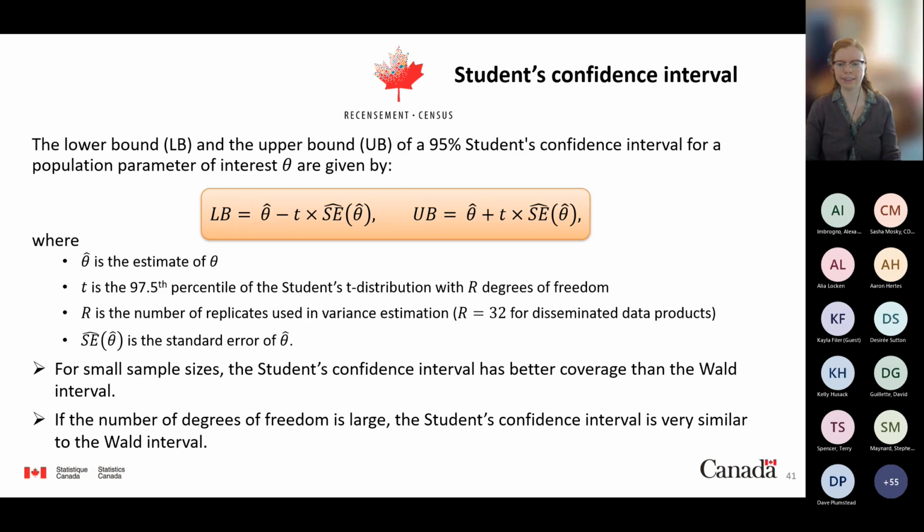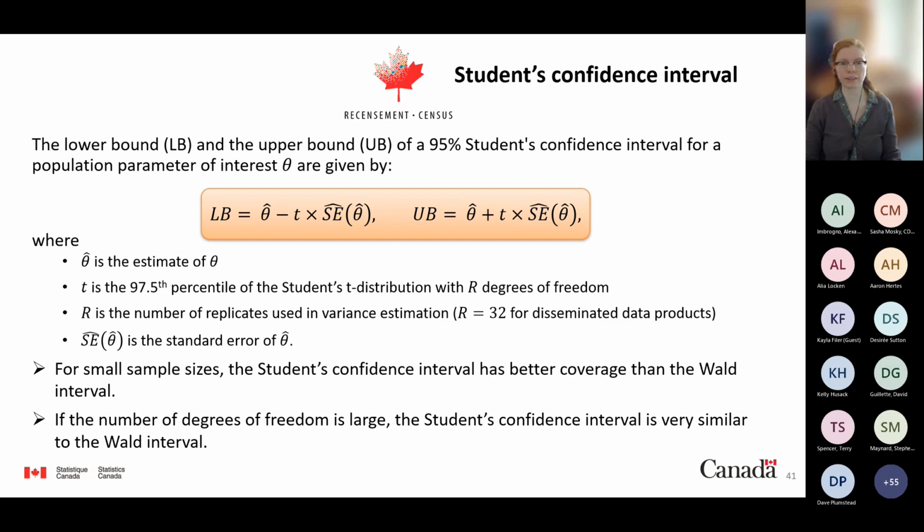So instead of a z appearing in the formulas for the lower and upper bound of the interval, there's a t, which is the 97.5th percentile of a Student's t-distribution. And the Student's t-distribution is a probability distribution which has one parameter called the number of degrees of freedom of the distribution. For the census, we approximate the number of degrees of freedom by R, which is the number of replicates used for variance estimation. And for disseminated data products, R is equal to 32.